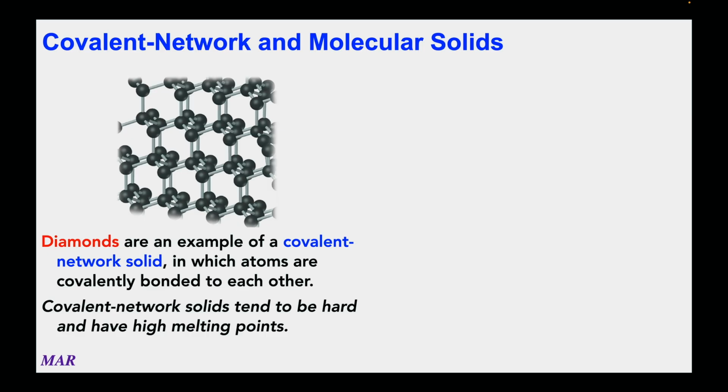In a covalent network solid, of which diamond is a great example, you've got covalent bonds, but oh my goodness, are they usually held together pretty tightly. So diamonds are great examples of this. They tend to be relatively hard substances. They generally have very high melting points. They're pretty interesting kinds of solids.